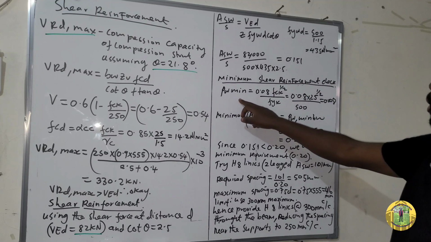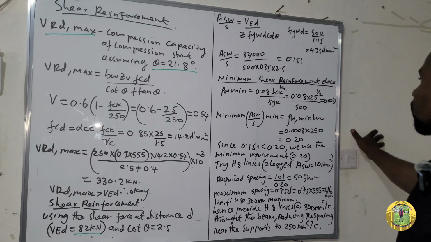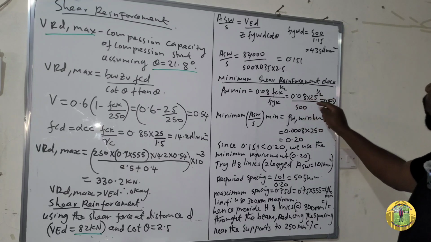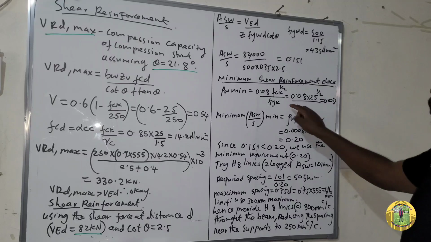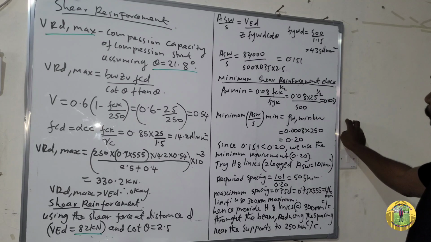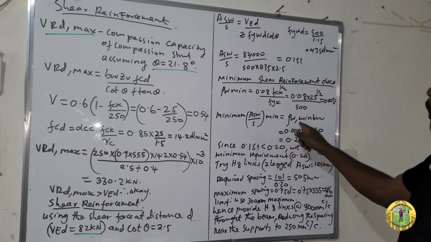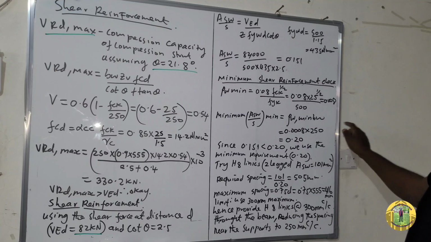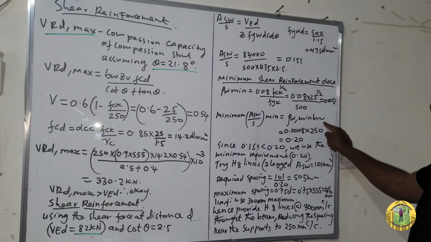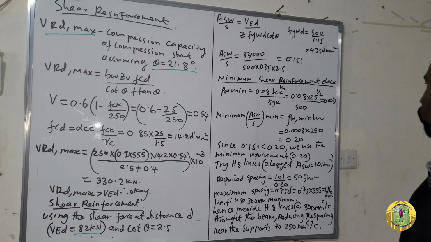So minimum shear reinforcement is given by this formula, 0.08 FCK raised to the power half over FYK. FCK is the strength of concrete, which is 25. FYK is the strength of steel. So you'll get 0.008. Then minimum ASW over S is equal to the minimum reinforcement ratio times BW. So this one is 0.008.